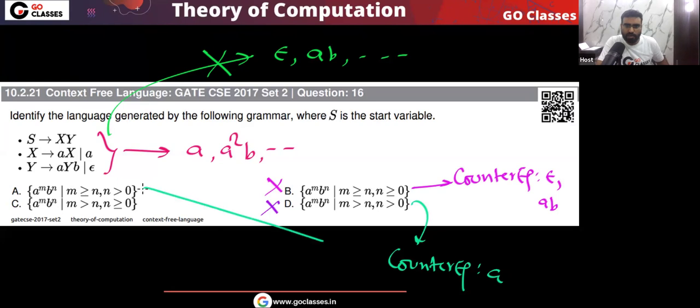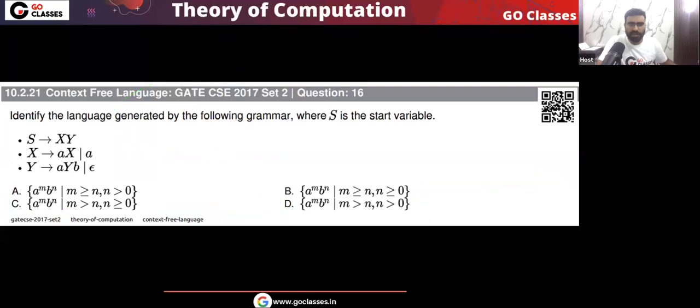Similarly, option A, the counterexample is A. So these options are easily gone, and finally your answer will be option C. Now let's do the complete analysis of this grammar, what this grammar can generate.